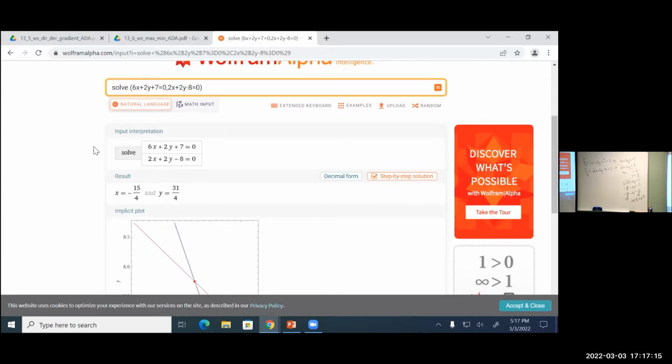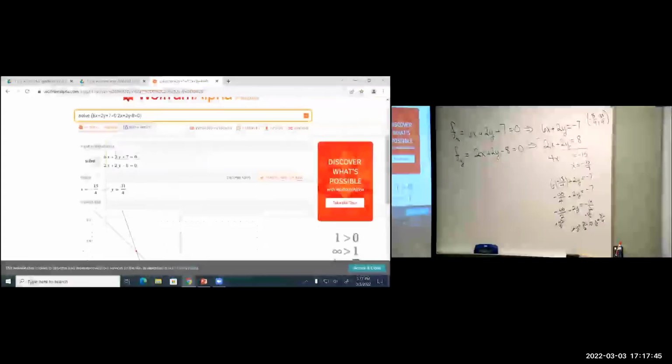So those are our critical points. So we have one at the point -15 over 4, comma 31 over 4. Let's take a look at what's going on graphically. We'll look in a little bit at how we do it analytically. Give me just a sec because I need to switch a couple things.